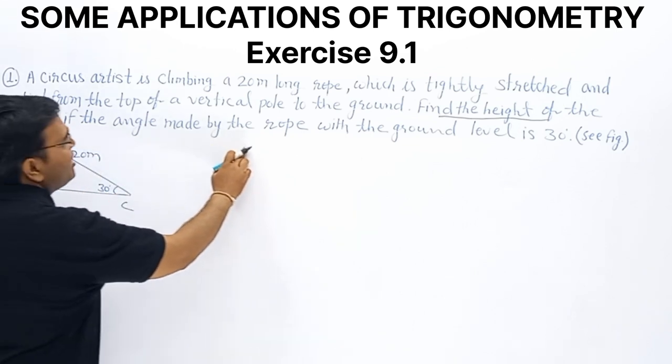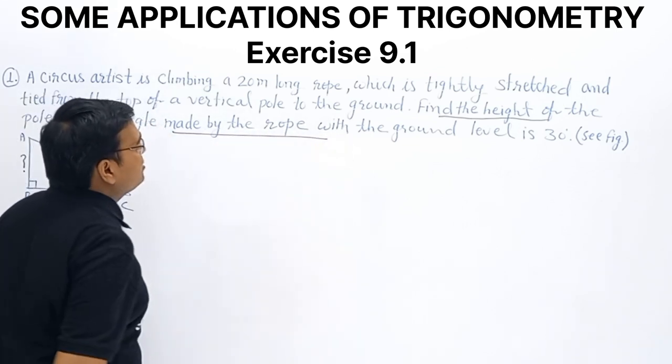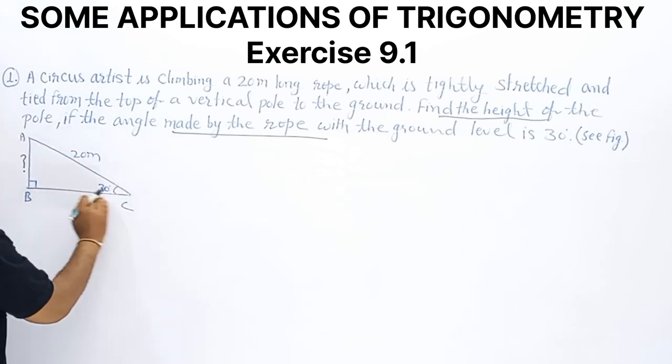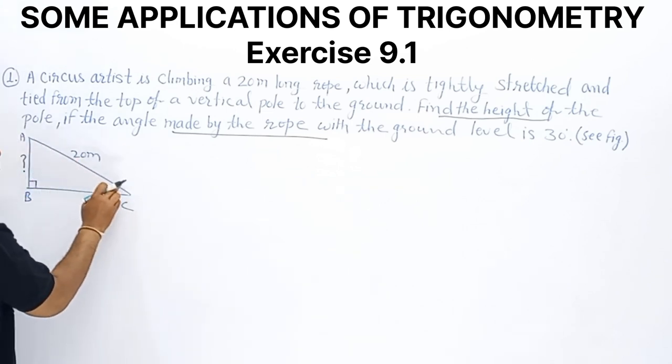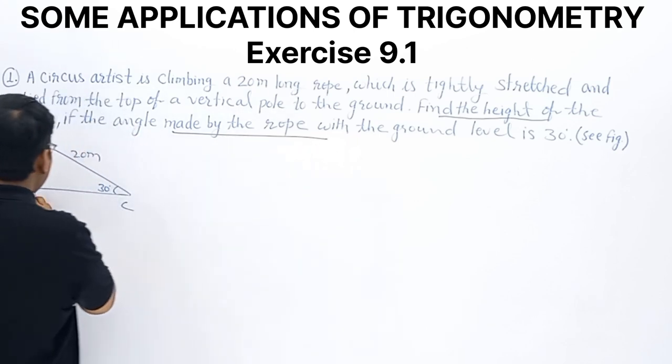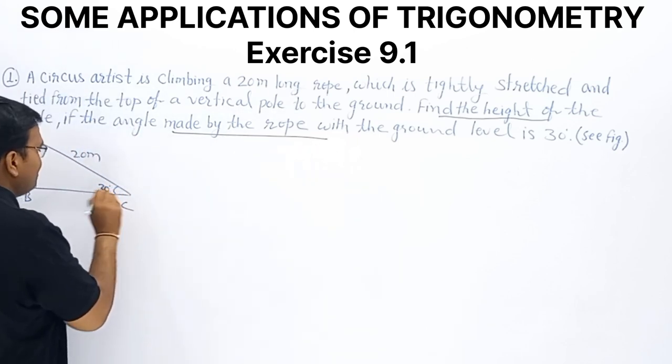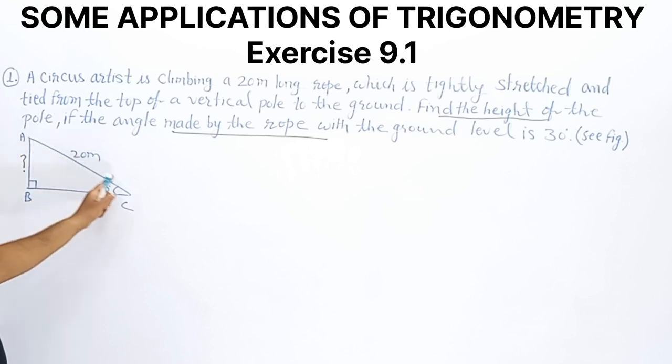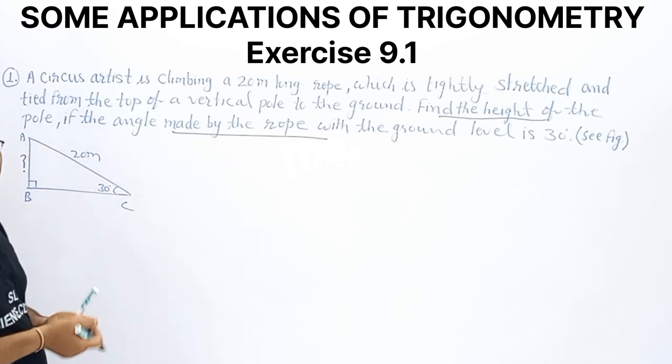If the angle made by the rope with the ground level is 30 degree, it means this rope is making a 30 degree angle with this ground. 30 degree means it is inclined, obviously, like this. So this is looking like a right triangle.